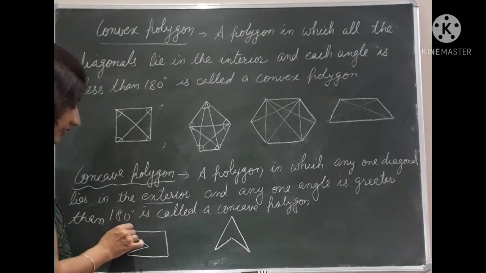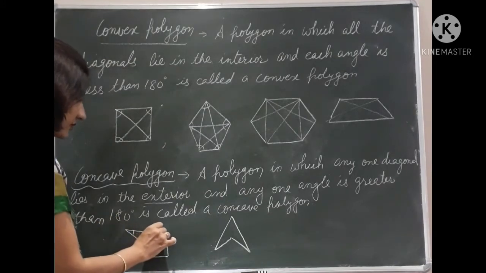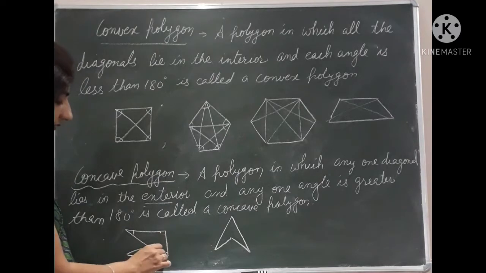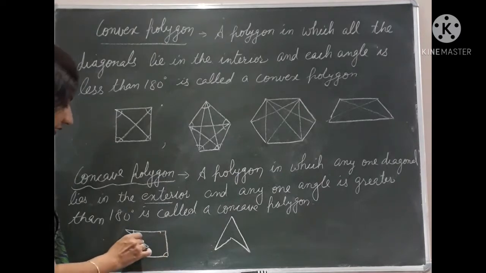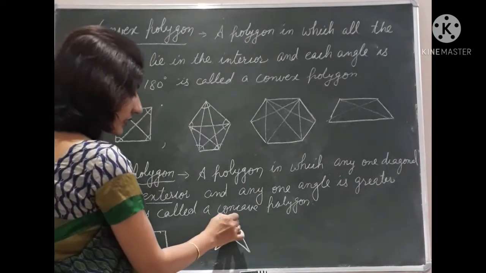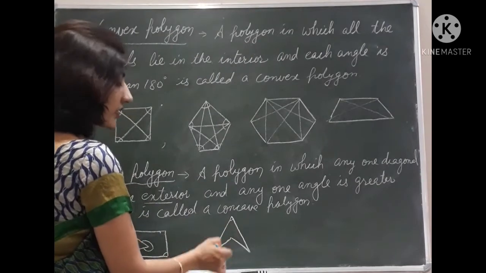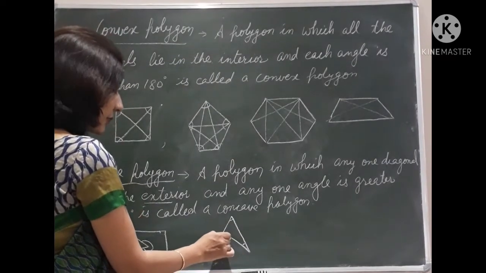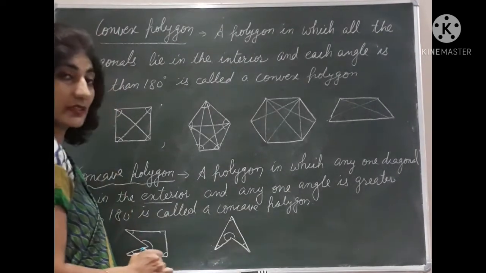Here you see this angle is less than 180, this is less than 180, this is less than 180, this is less than 180. But this angle you see, this is more than 180. It is a reflex angle. Similarly here in this figure, this is less than 180, this is also less than 180. But this angle is more than 180.